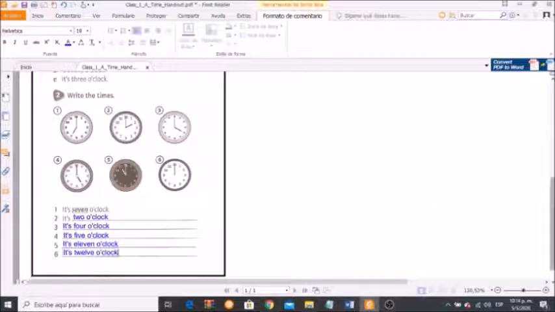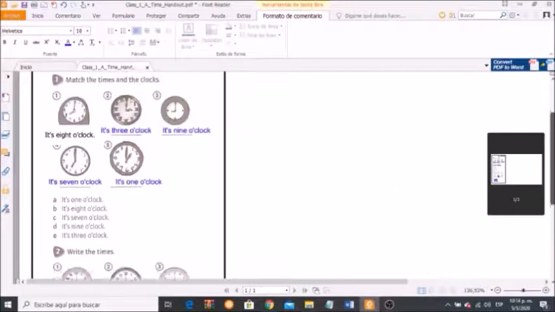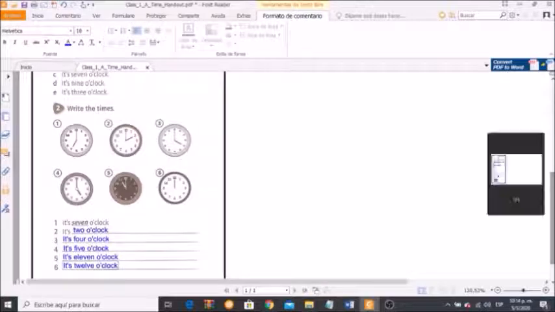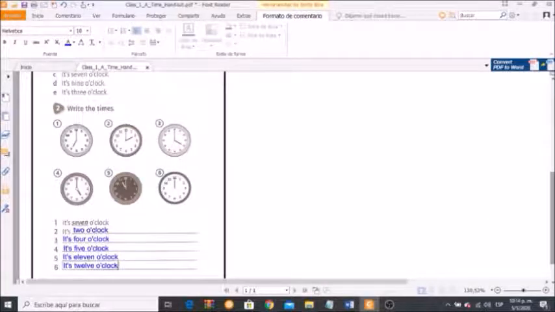Okay? So, I hope this was clear. Espero que se haya entendido y recuerden que si tienen alguna pregunta, pueden consultarlo con su profe en el chat.